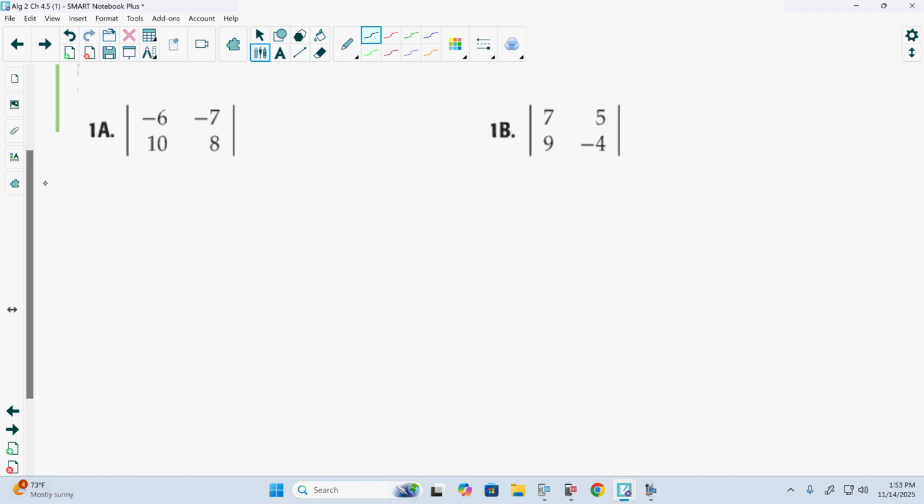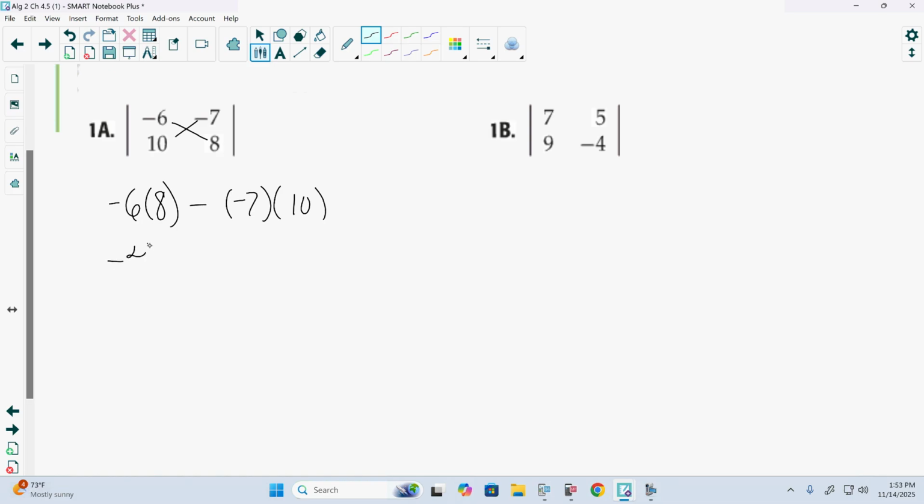Because even if we look at these next two here, negative 6 times 8, top left to bottom right, we're going to subtract from it top right to bottom left. Negative 6 times 8 minus negative 7 times 10. So the diagonals going from top left to bottom right are going to be on one side, and we're going to subtract from them the diagonals going from top right to bottom left.